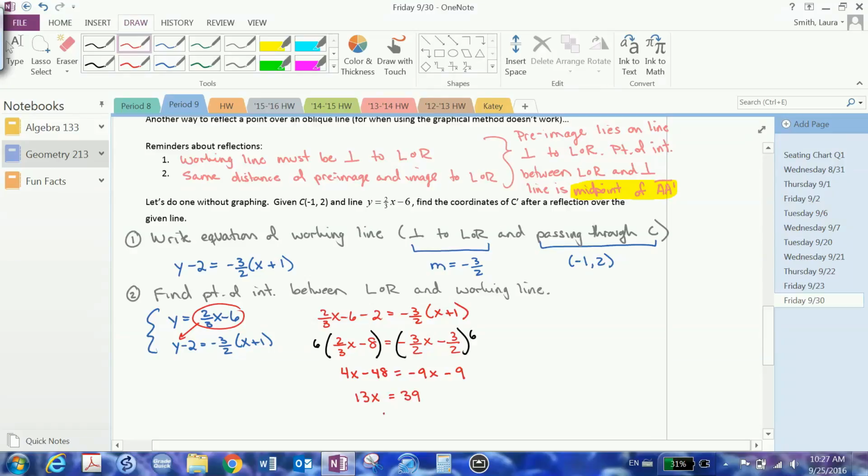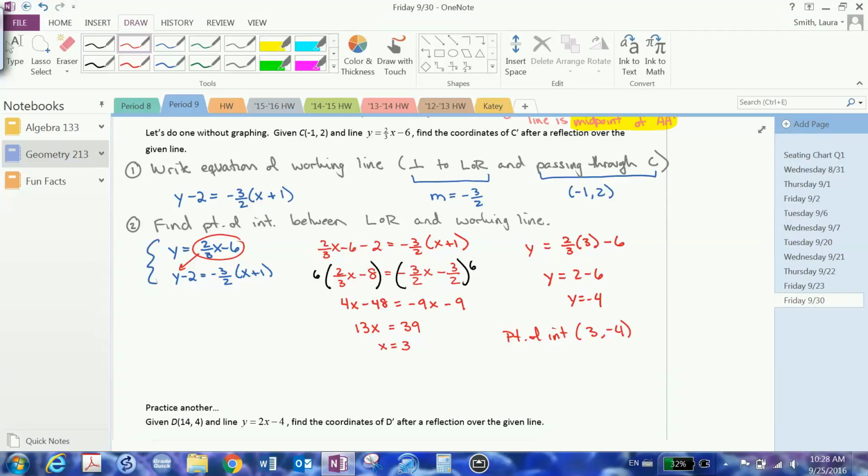Oh, cool, I can see it. X is 3. All right, now that I know what x is, I'm going to go ahead and solve for y. So y equals 2/3 x minus 6. Okay. So that's 2 minus 6, so y equals -4. So my point of intersection is going to be 3, -4.